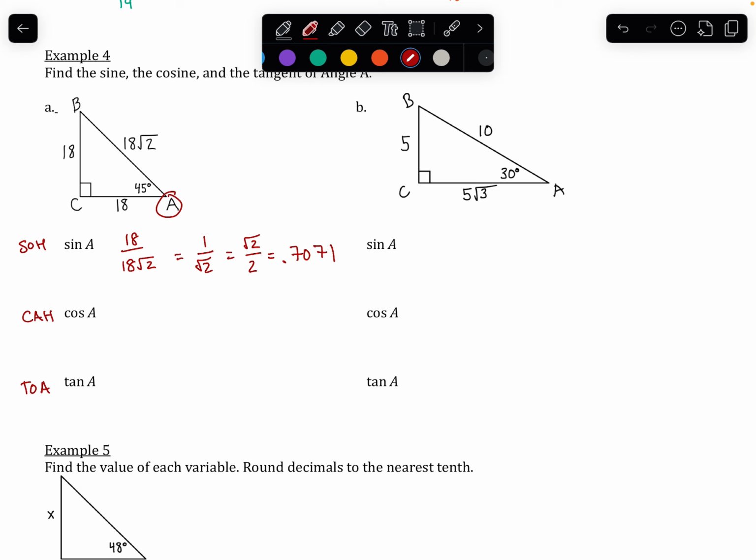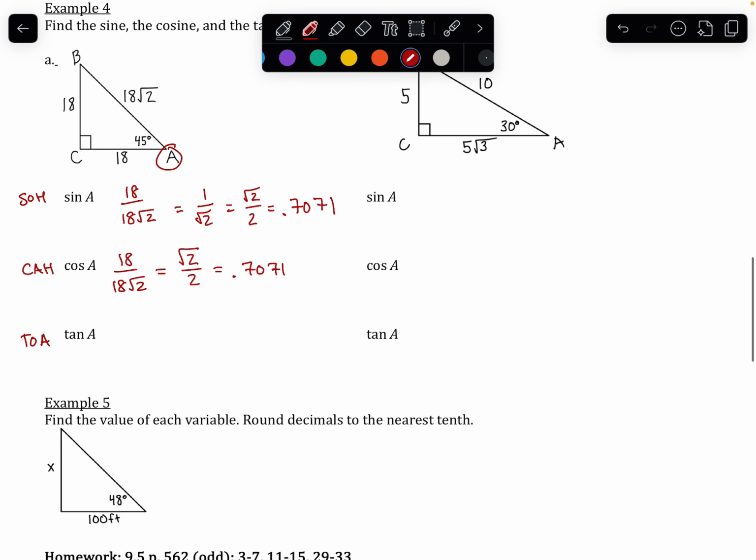Cosine is the exact same thing, because it's adjacent 18 over hypotenuse 18 square root 2. Just going to jump to square root 2 over 2 equals 0.7071. Now my tangent is going to be opposite 18 over adjacent 18, so it equals 1.